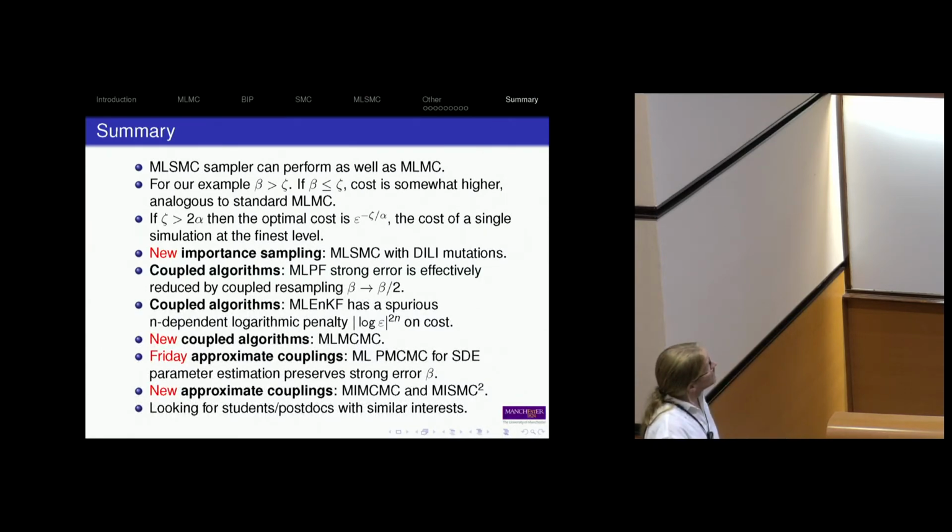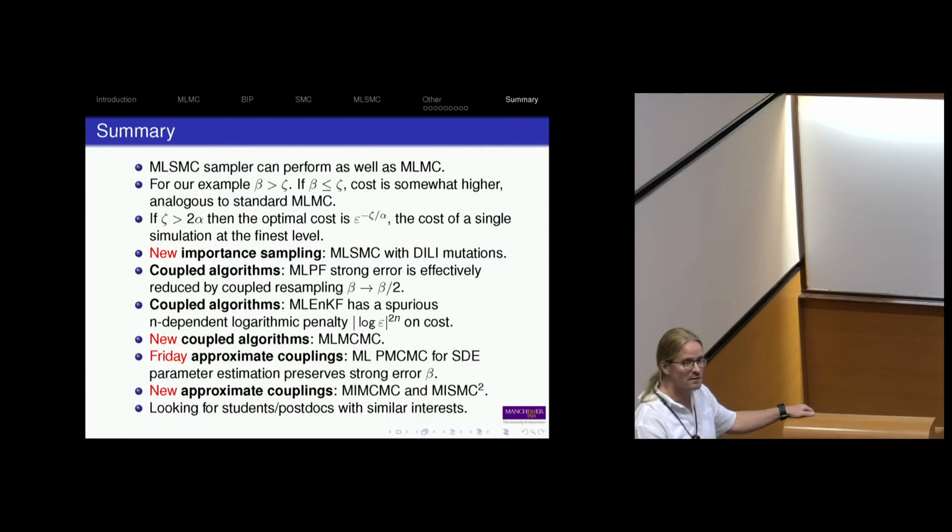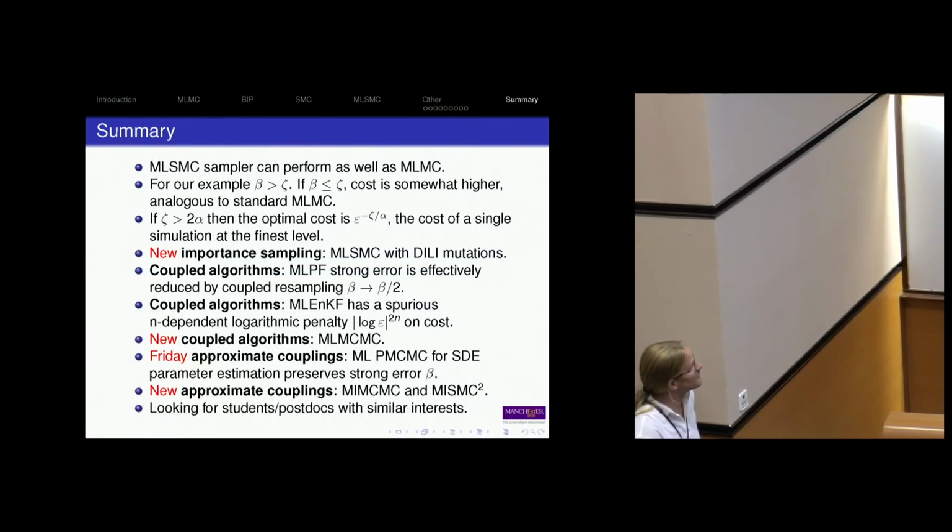So, new approximate couplings: I had a slide on that, the multi-index Markov chain Monte Carlo. We also, with Linda, looked at multi-index SMC squared. So you do the SMC squared using this MIMCMC type method in between for the mutations in the MISMC squared.